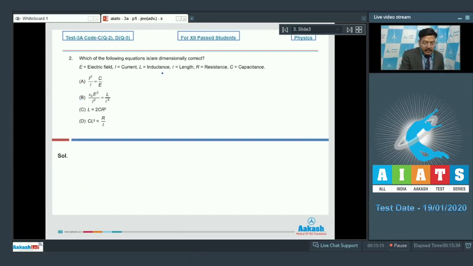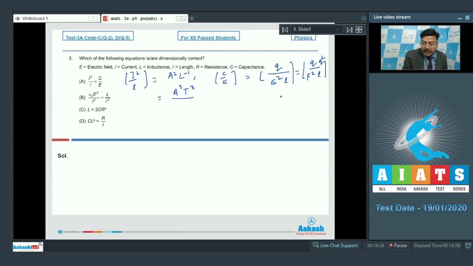Let's evaluate option A. Dimensions of I square by L are very clearly A2 L minus 1. Very simple, straightforward. Whereas to find dimensions of C by E, C is Q by V. So dimensions of C by E can be written as dimensions of Q divided by V, and V itself is dimensionally E into length, so that means it is E square L. Now this is again Q divided by E, which is F square by Q square into L, and then its dimensions will be A3 T3 divided by F square, which will have dimensions M L T minus 2 whole square, and of course there is length here.